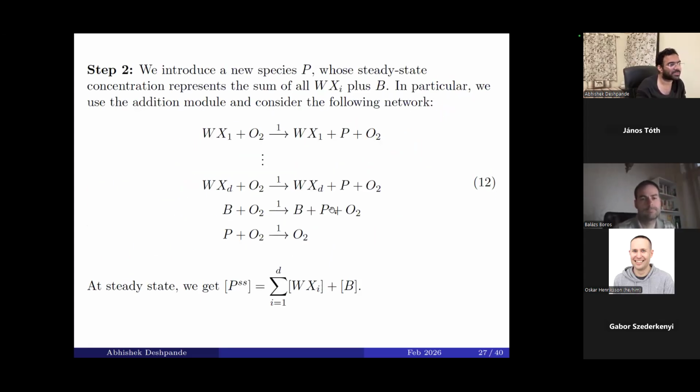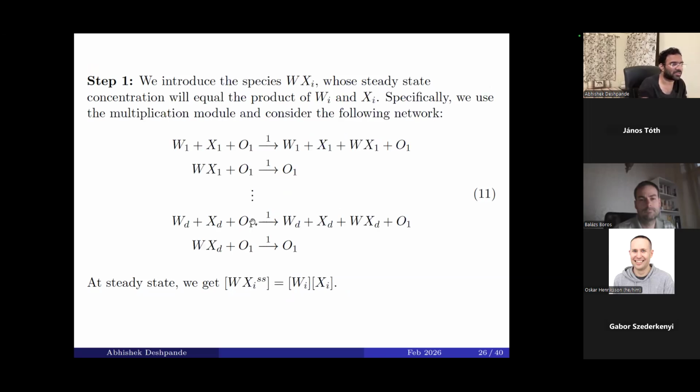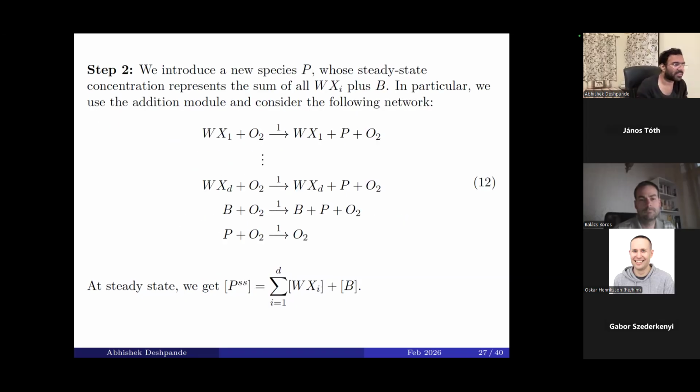It's computing this P with this intermediate molecule B such that the resultant is Wxi plus B, the sum of all such Wxi plus B. So this is done in the same oscillation step. So this is done first, then this O2 is done later. So in the next oscillation step, we do this.